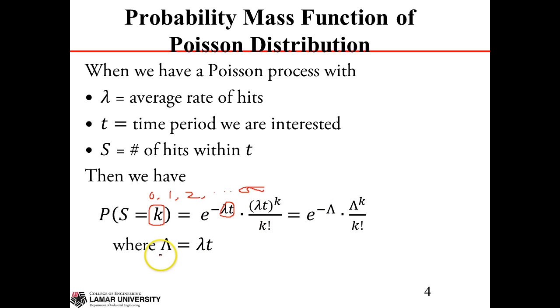And here we often use the capital lambda to replace the lambda multiplied by T. So remember, the lowercase lambda is the average rate of hits, multiplied by T is the average rate of hits per T time instead of per unit time. So this is the probability mass function: e to the power of minus lambda multiplied by lambda to the power of k divided by k factorial.